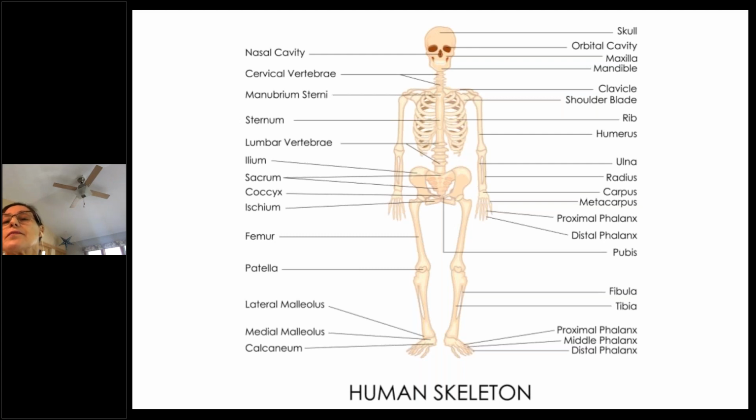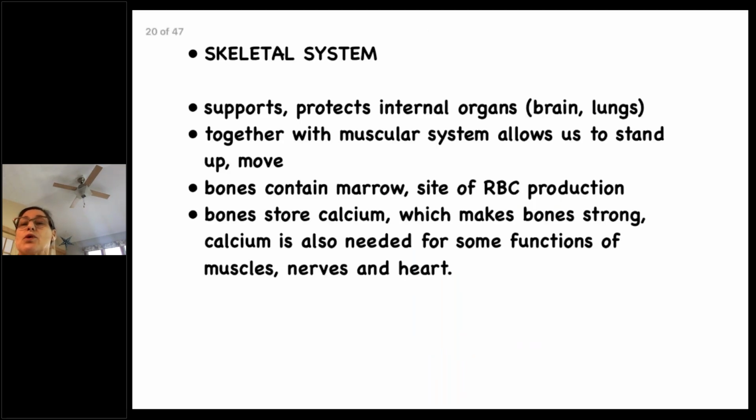Another function is to give you structure to enable you to stand up and to work with the muscles to produce movement. The largest bone in your body is the femur, the thigh bone. Okay, so bones contain bone marrow. That's where red blood cells are produced. Bones store calcium, which makes bones strong. Calcium is also needed for some functions of the muscles, nerves, and heart.